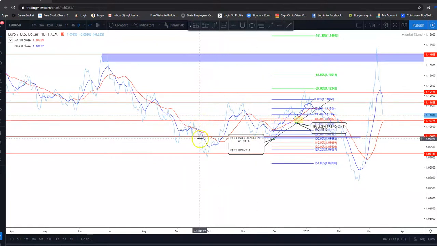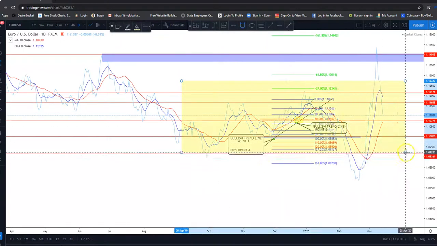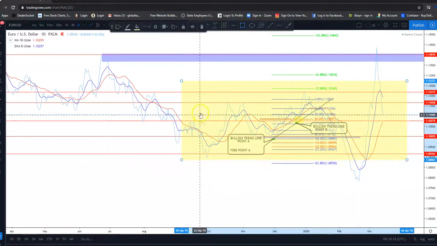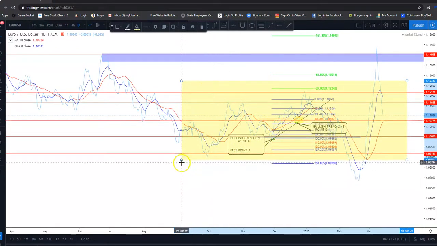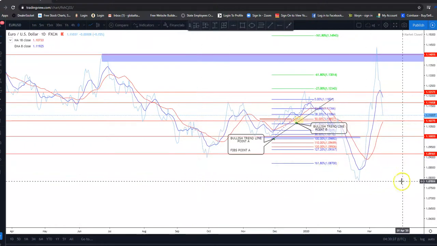So this is relevant to me. Let me highlight it real quick so I can show you. This is price relevant, just because there's a certain amount of space there. You can see there's a lot going on. So that's price relevant to me personally, the way I see it.